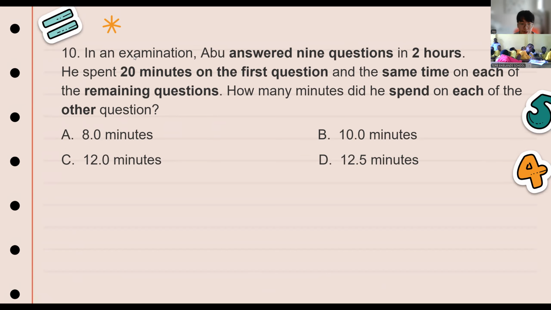In an examination, Abu answered 9 questions in 2 hours. He spent 20 minutes on the first question and the same time on each of the remaining questions. How many minutes did he spend on each of the other questions?